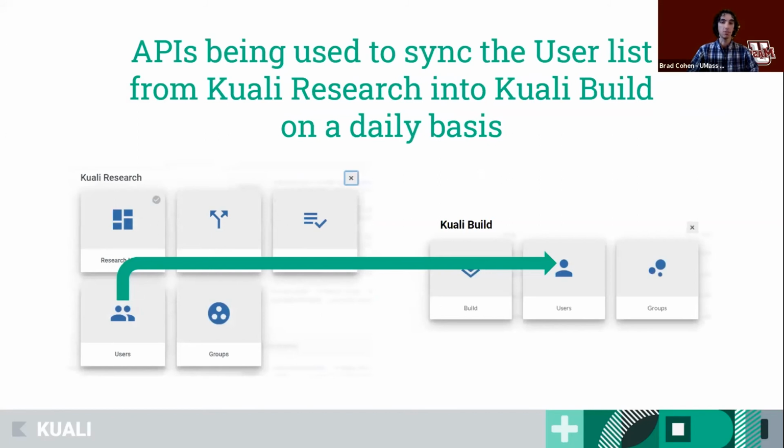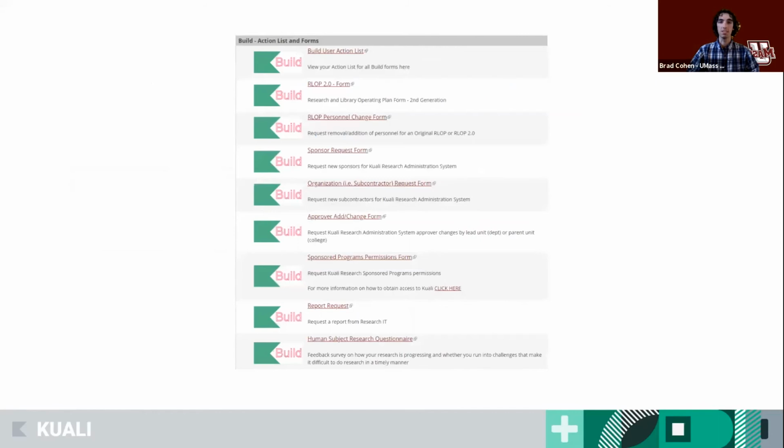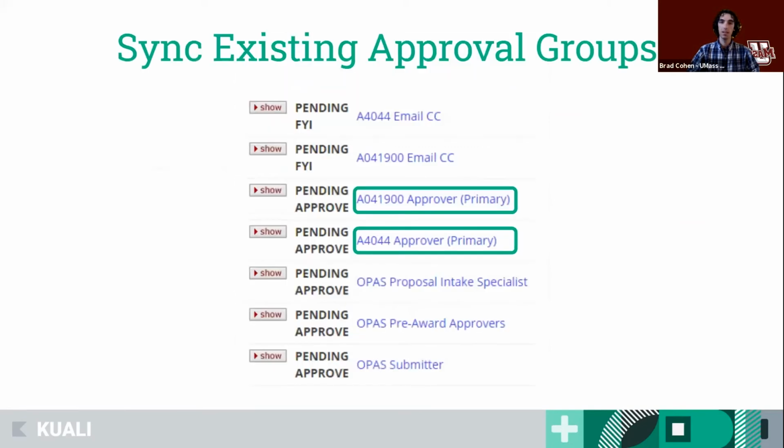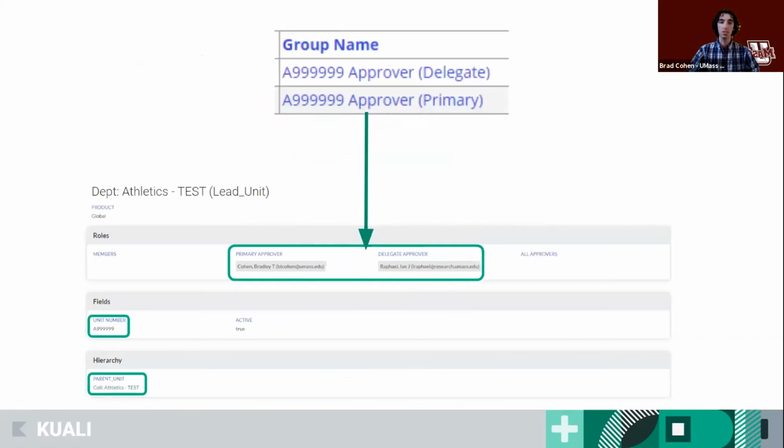We also make use of the APIs to sync the user list from Kuali Research into Kuali Build on a daily basis. And so this means all of our other forms could then be migrated into Build, and any UMass user with an active account could access them. We've also been able to sync the existing approval hierarchy from Kuali Research into Build. So there was no need to reinvent the wheel for form approvals when we already had that information in Kuali Research. We just had to push that data into Build.